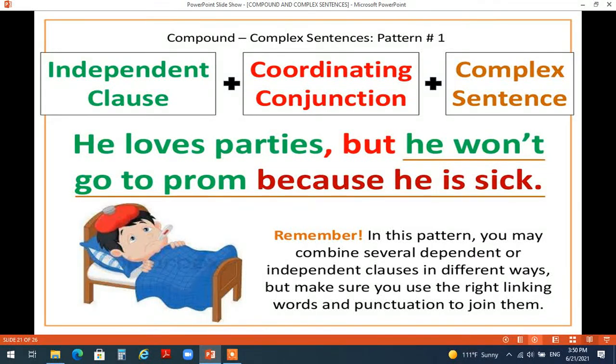So again here we have a compound complex sentence because we have the two types of conjunctions found. We have a coordinating conjunction but, and we have a subordinating conjunction because. Remember here that in this pattern you may combine several dependent or independent clauses in different ways, but make sure you use the right linking words and punctuation to join them.